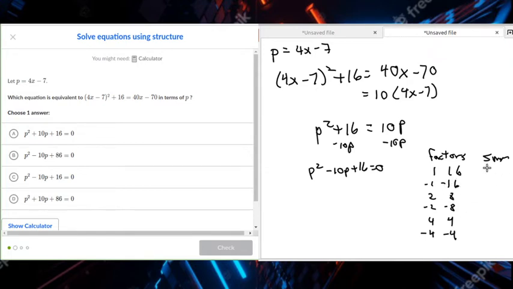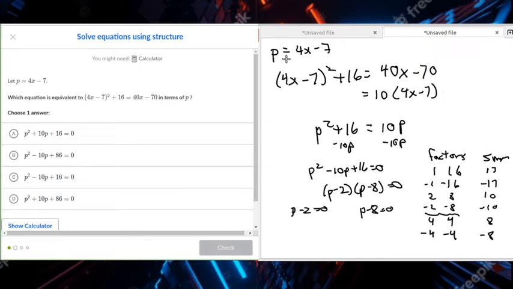My sum here is 17, and my sum here is negative 17. 2 plus 8 is 10. Negative 2 minus 8 is negative 10. 4 plus 4 is 8. 4 minus 4 is negative 8. What number do I want here? I want negative 10. Here's the negative 10, so there are 2 and 8. So I can have now p minus 2 times p minus 8 is equal to 0. So I know p minus 2 is equal to 0, or p minus 8 is equal to 0.